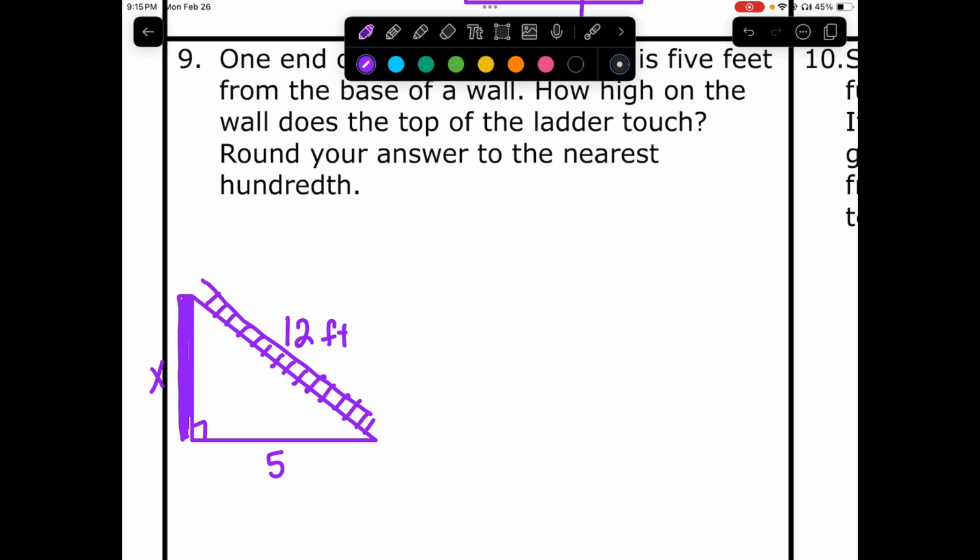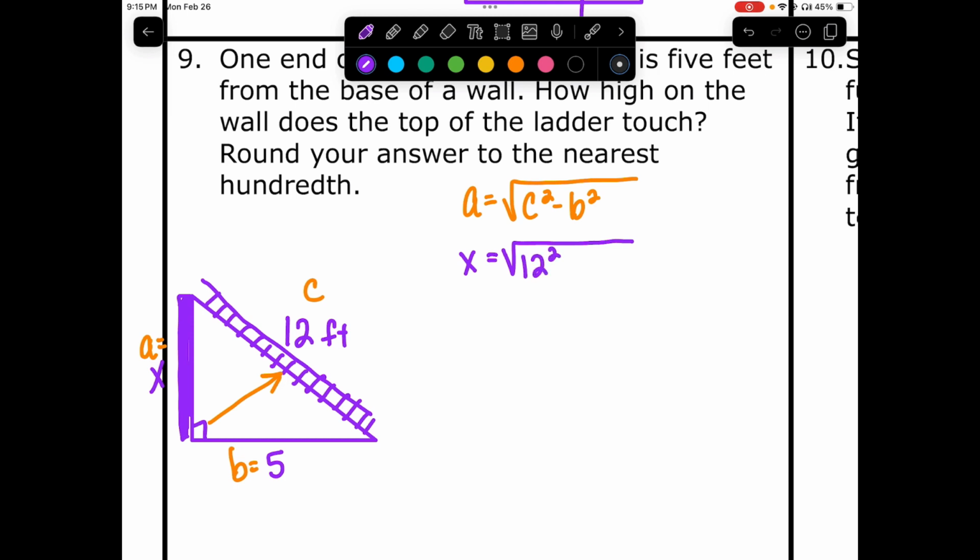All right, so this is just regular Pythagorean theorem. We know that's C. This could be A. This could be B. So since A is missing, we're going to use this shortcut formula. And let's plug in what we know. A, I called X, so you can leave it as A if you want to. It's not a big deal. We know C is 12, B is 5.